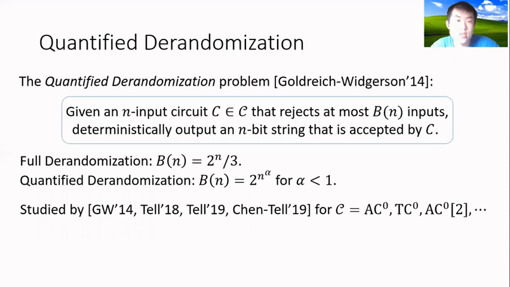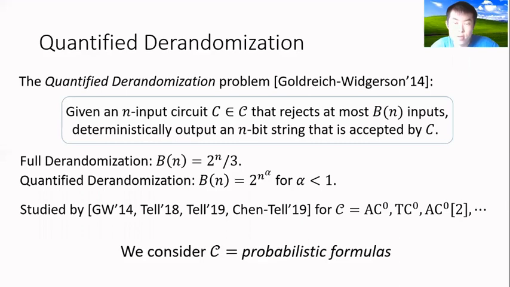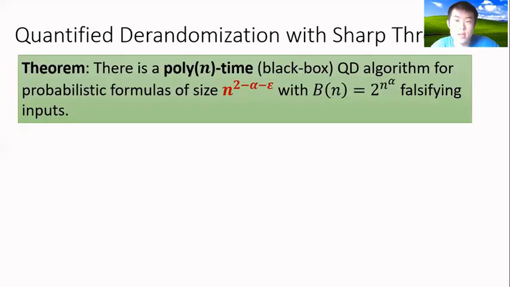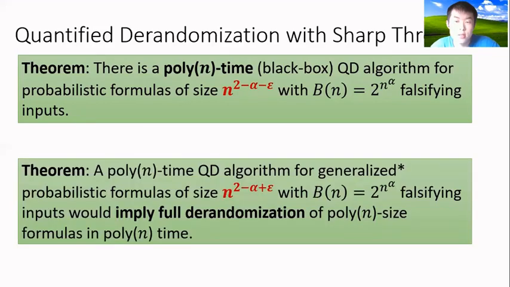There has been a lot of research on quantified derandomization and its relation to full derandomization. And many circuit classes were studied, such as AC0, TC0, and AC0 mod 2. In this paper, we study quantified derandomization of probabilistic formulas. First, we show a polynomial time quantified derandomization algorithm for probabilistic formulas of size n to the 2 minus alpha minus epsilon for any positive epsilon. Then we show that if we could design a similar algorithm for a generalized version of probabilistic formulas of slightly larger size, then it would imply full derandomization of all polynomial size formulas in polynomial time.